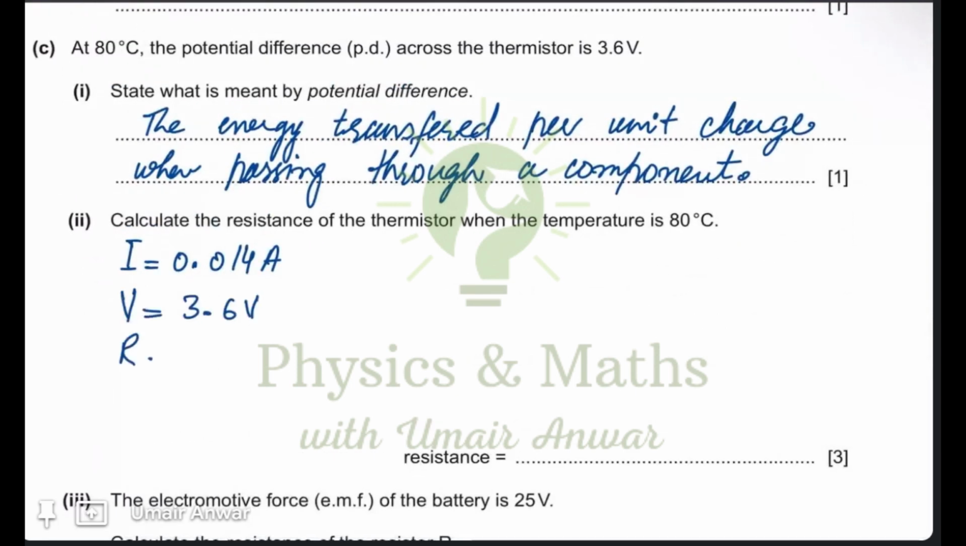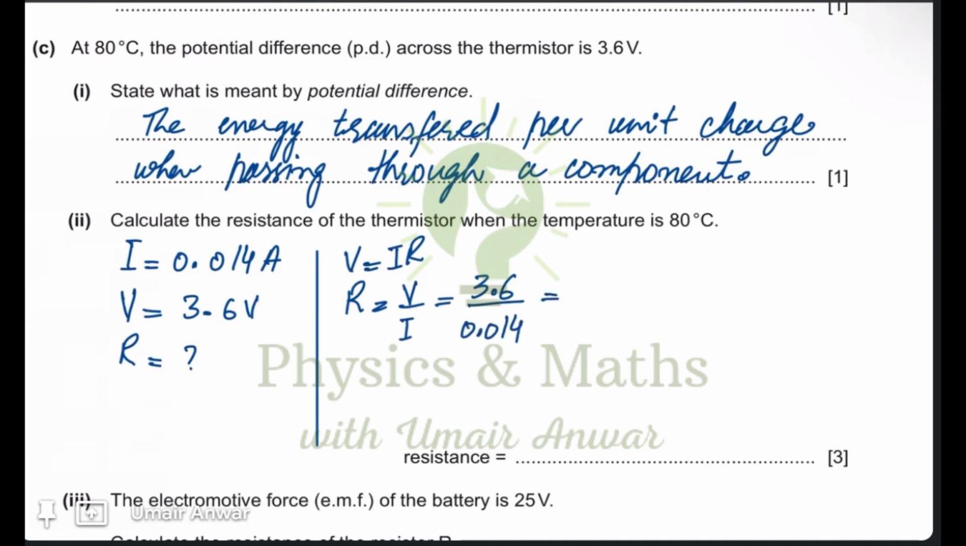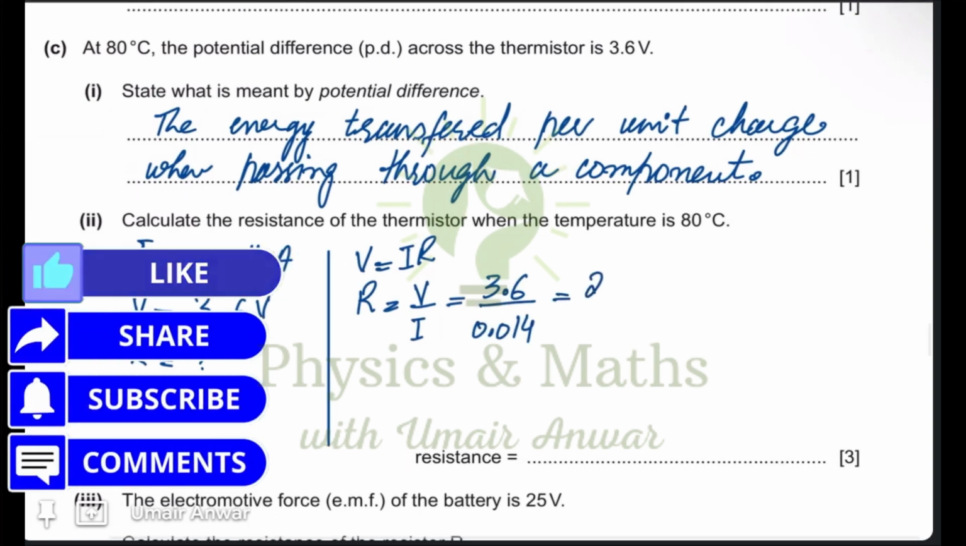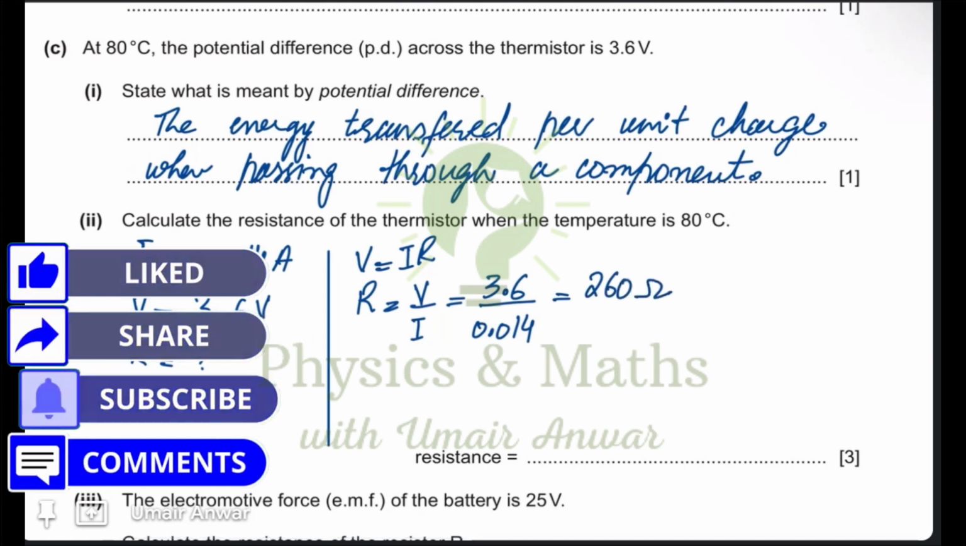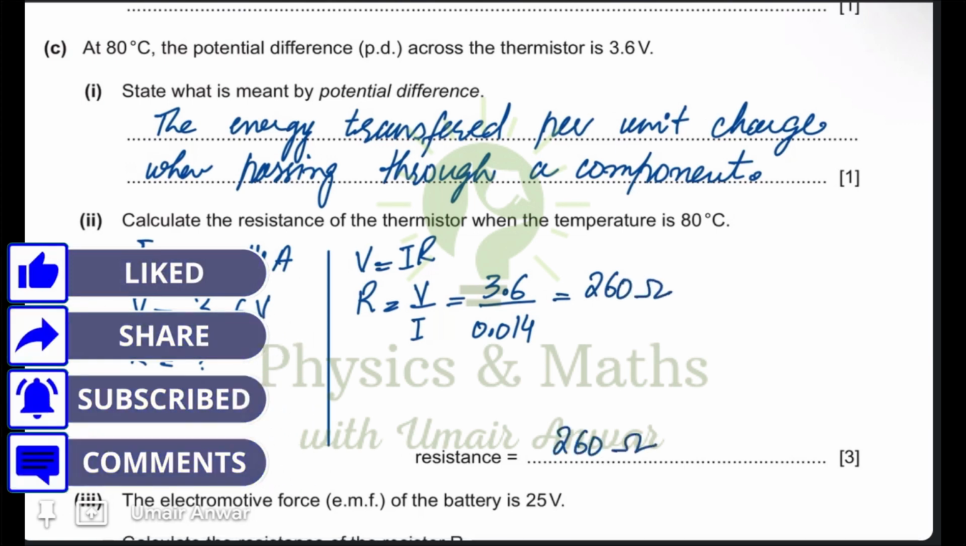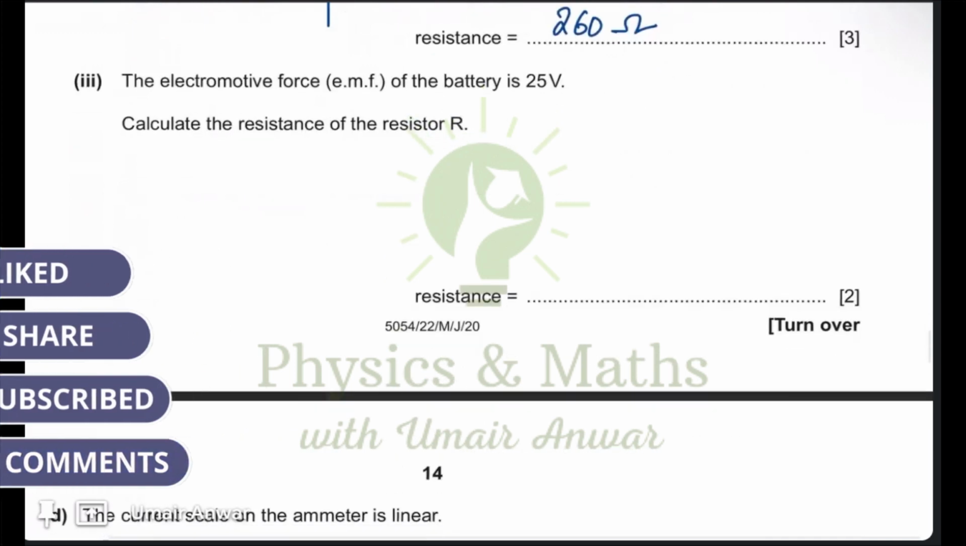And now we have to find the value of the resistance. We would be using the formula of Ohm's law. V is equal to IR. R is V divided by current. Voltage is 3.6 and current is 0.014. So answer is 260 ohms. So the resistance of the thermistor at 80 is 260 ohms.